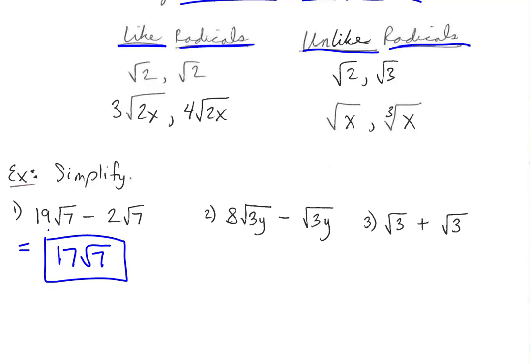Moving on to the next example, it reads as 8 square root of 3y minus square root of 3y. Now, remember that if there's a blank coefficient, like for this second term, you could imagine there being a 1 in front of that second square root, so that it's 1 square root of 3y that we're subtracting. But notice these are like radicals for the same reasons we've been defining here, and so we can go ahead and do this arithmetic with the coefficients. The 8 minus the 1 is where we look.